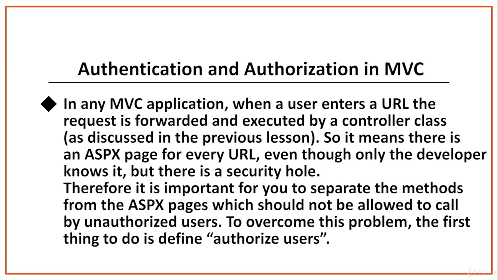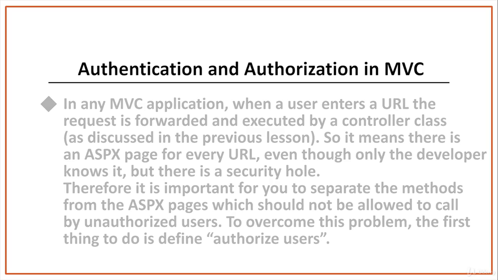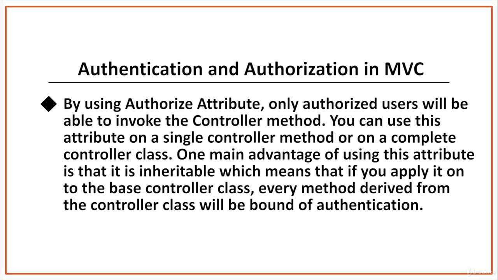So it means there is an ASPX page for every URL, even though only the developer knows it, but there is a security hole. Therefore, it is important for you to separate the methods from the ASPX pages, which should not be allowed to be called by unauthorized users. To overcome this problem, the first thing to do is define authorized users. By using the Authorize attribute, only authorized users will be able to invoke the controller method. You can use this attribute on a single controller method or on a complete controller class.